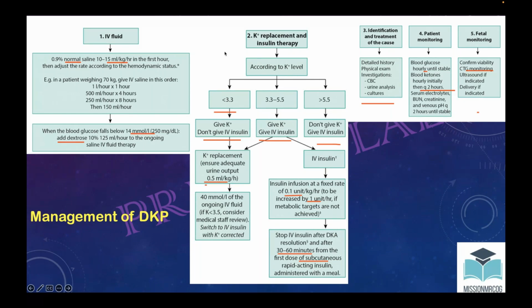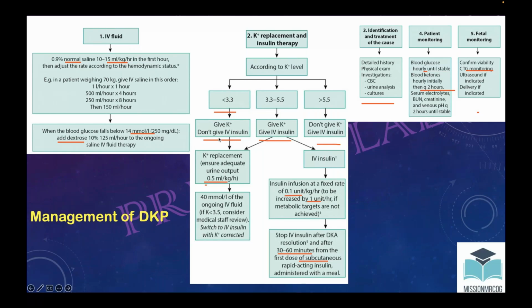Second, we move to the potassium and insulin therapy. Usually the insulin therapy is guided by the potassium level. Normal potassium level is 3.5 to 5, which we know from our knowledge. If we find it is less than 3.3, that means potassium is less than the normal value. What will we do here? We will only supplement potassium, and we will not give IV insulin.